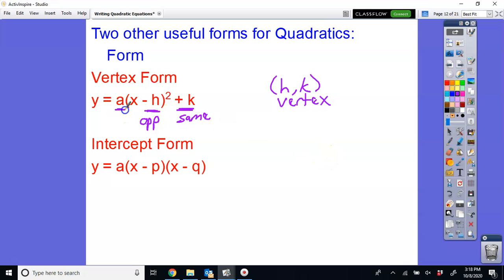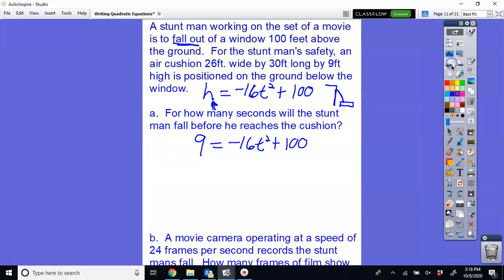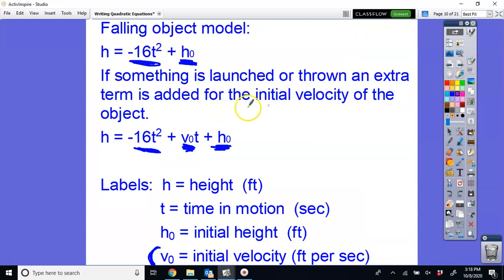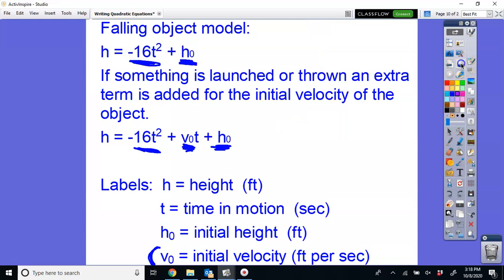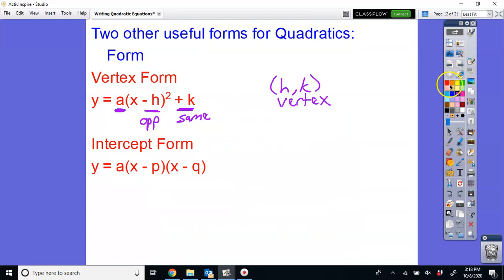This number that's out in front is still going to make it open up if it's positive, open down if it's negative. In just a little bit, I'm also going to show you how this (x minus h) squared actually can look like the equations that we talked about in standard form. So I'm going to show you how those tie together as well. But that is vertex form. It's called vertex form because your vertex is staring you in the face.